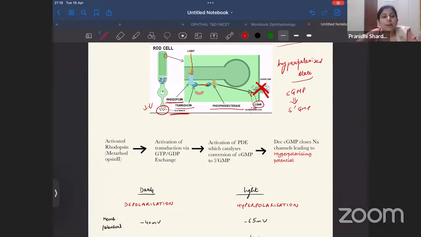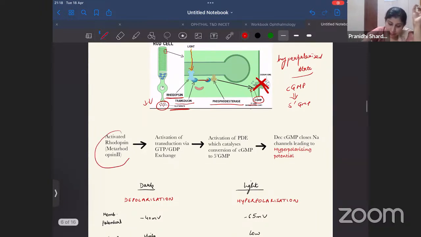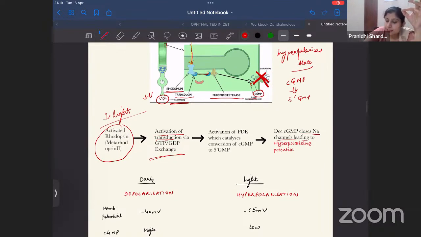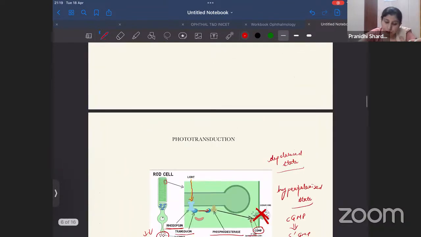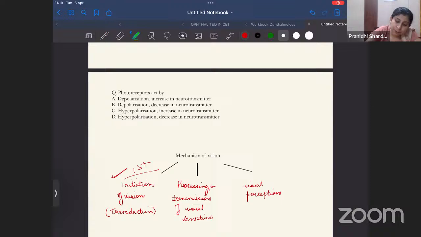Activated rhodopsin, which we call meta-rhodopsin, occurs in light, when light is absorbed by the photoreceptors. Activated rhodopsin causes activation of the transducin protein via GDP-GTP exchange, which in turn causes activation of phosphodiesterase, which converts cGMP into 5'-GMP. Decrease of cGMP closes sodium channels, leading to hyperpolarizing potential. It means our photoreceptors act by hyperpolarization.